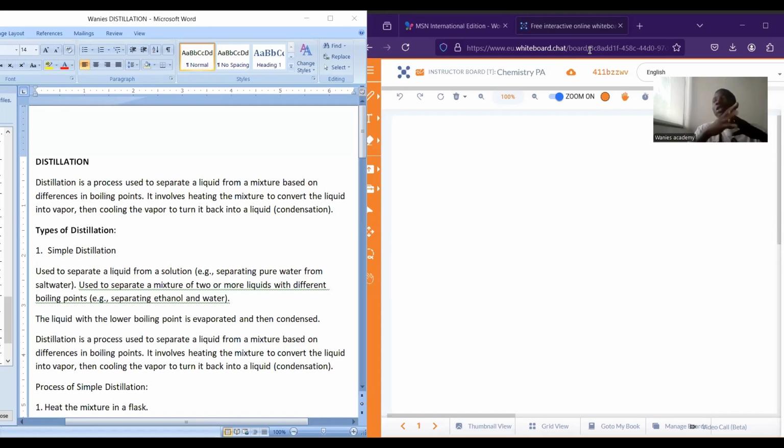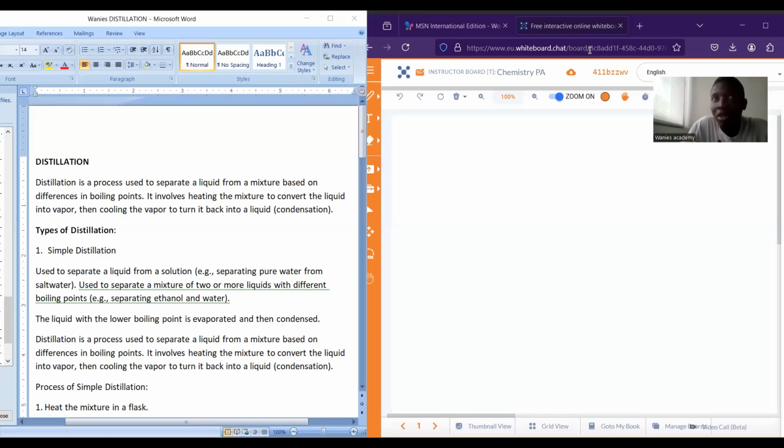When you're talking about distillation, it is one part of the separation techniques used to separate two miscible liquids. That means here we are talking about liquids. We are not talking about solid and liquid, or solid and gas. We are talking about two miscible liquids.